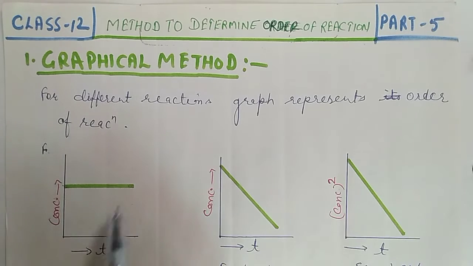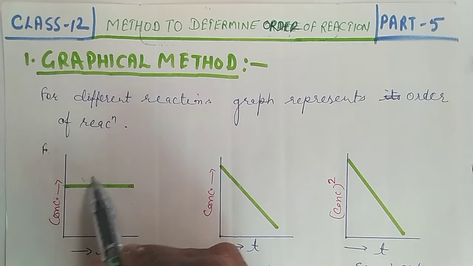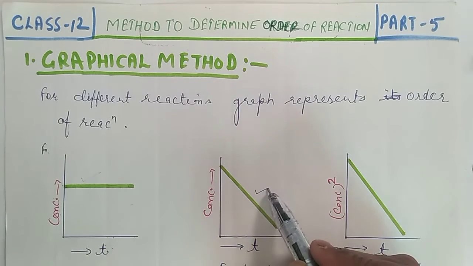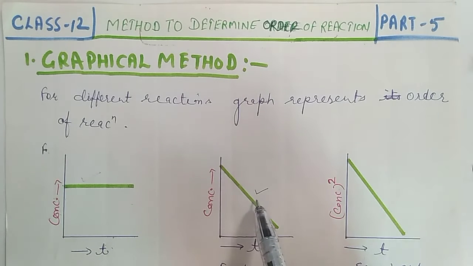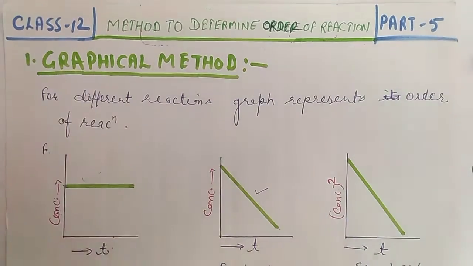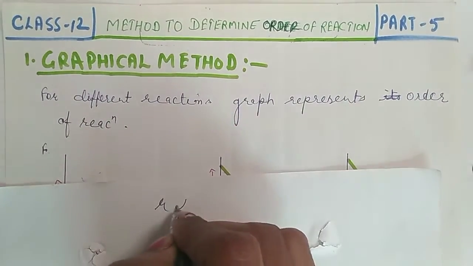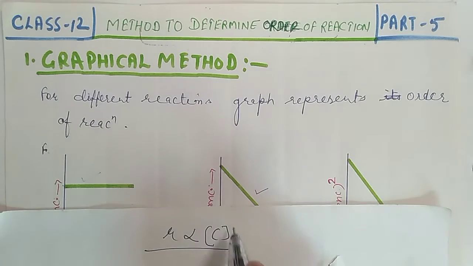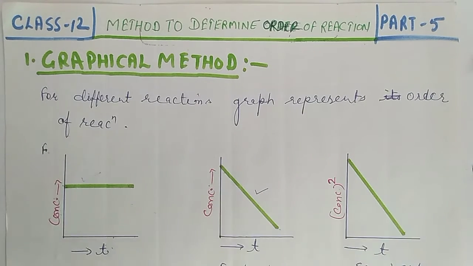This is present in zero order reactions. If this type of graph is obtained between concentration and time, then the reaction is zero order. If a graph is obtained like this, where as time increases the concentration of the reactant continuously decreases, that means the rate of reaction is directly proportional to the concentration of the reactant. Here it is only concentration, so its order is 1, which means the reaction is of first order.